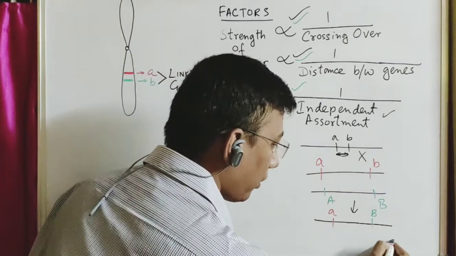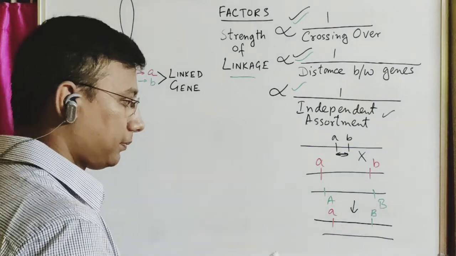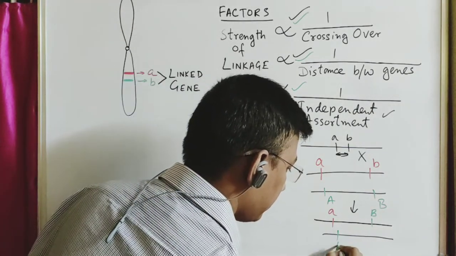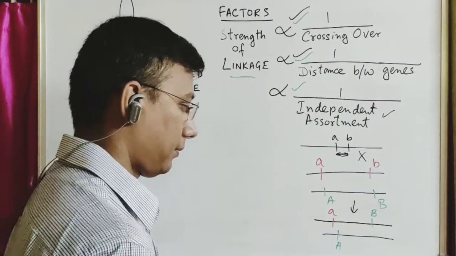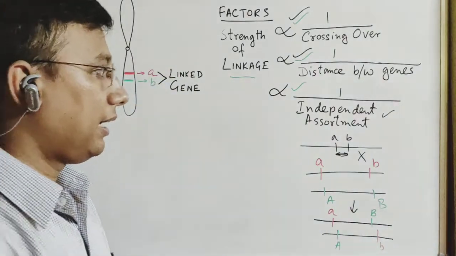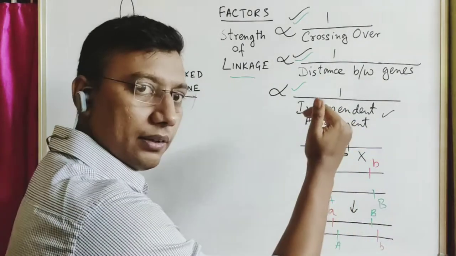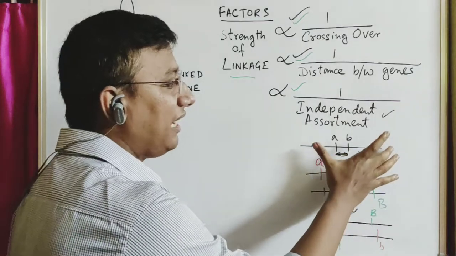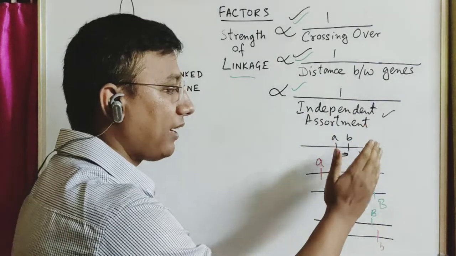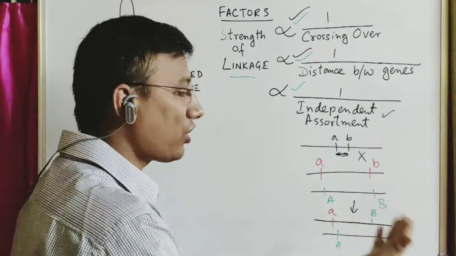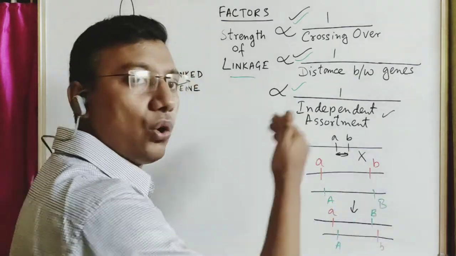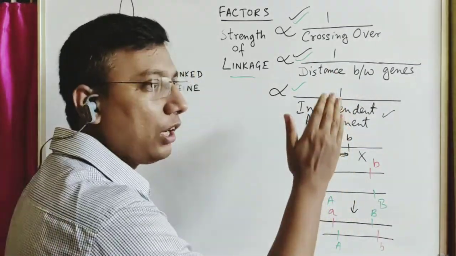In another chromosome, another gene is B. So you can see in these cases, if genes are linked, no recombination, no crossing over, no independent assortment. But if genes are not linked, then this crossing over, this recombination will occur.